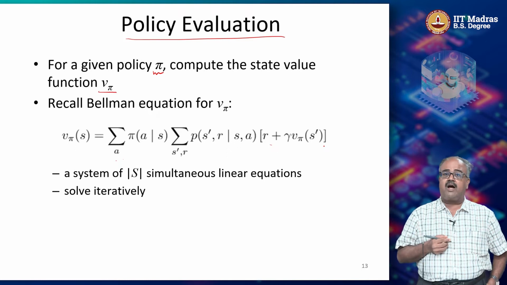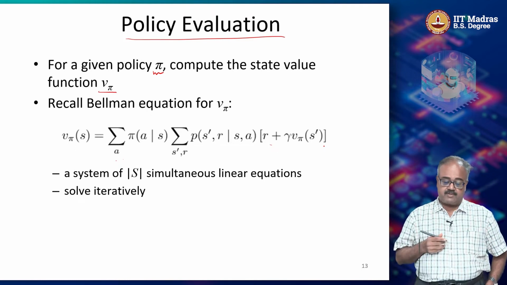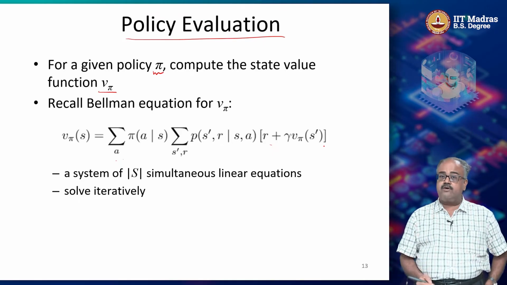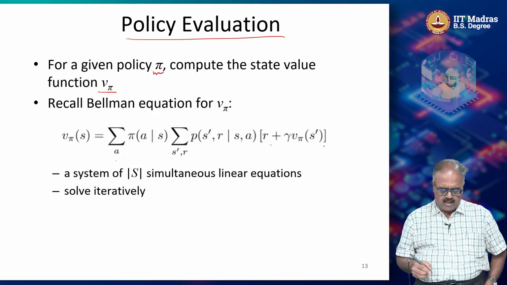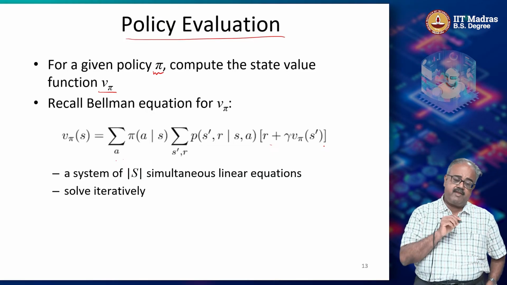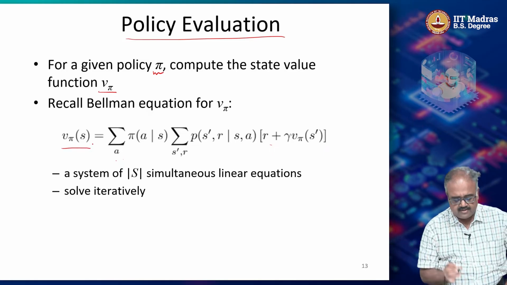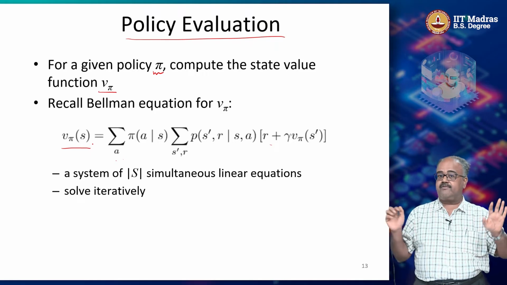So how are you going to solve this Bellman equation? What do we mean by solving this Bellman equation? What are the unknowns here? Again, this is more of a recap. The unknowns here are the v pi's. So v pi is unknown. You have v pi of s on the left hand side of the equation.